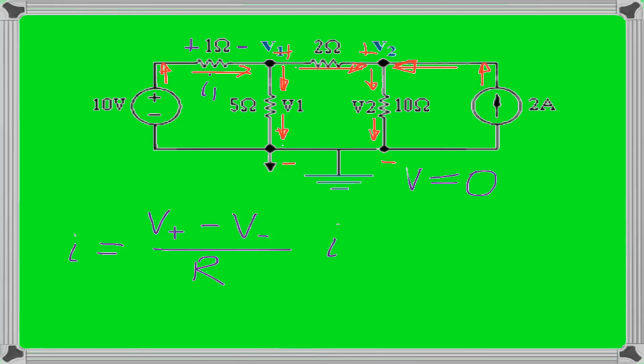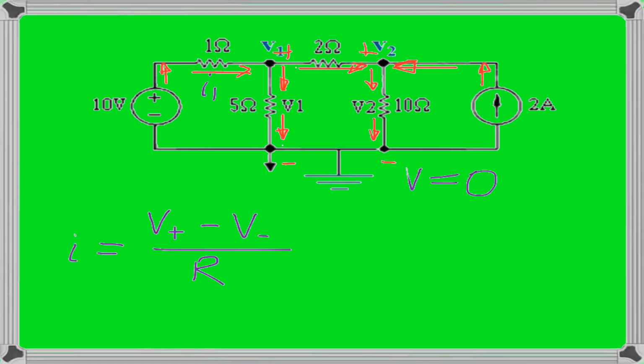So what would be the current I1, the current flowing through the 1 ohm resistor? Using this formula, the current I1 will be the voltage at plus. Let's check what voltage we have at plus, and that is 10 volts. So we put 10 minus the voltage at minus. Looking at the diagram, the voltage at minus is V1. So I1 equals 10 minus V1 over the resistance, which is 1 ohm, so over 1.